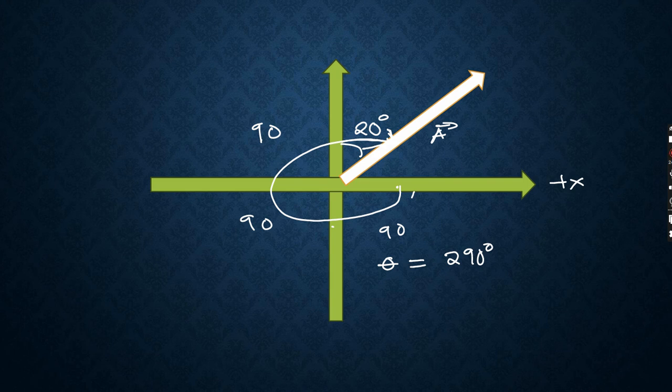Okay, what about if you are moving anti-clockwise? Anti-clockwise, we will start from the positive x direction all the way to where our vector is. And to find this, we know that from this point to this point we have 90 degrees and we have been given 20 already, so our direction is going to be 90 minus 20, which is going to be 70 degrees.